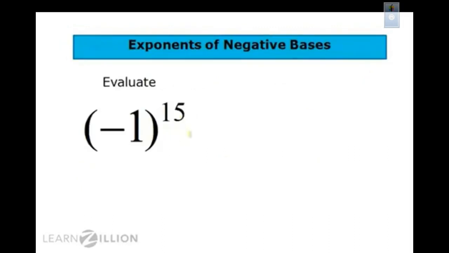Negative 1 to the power of 15. Man, I don't want to write out all those negative ones. Well, good news, you don't have to, because you know that as I keep multiplying 1 times itself over and over again, I'm just going to keep getting 1. And since I have an odd exponent, I've got one lonely negative 1 left, so my answer is just negative 1.